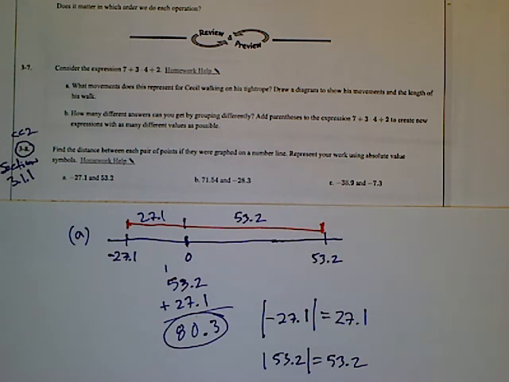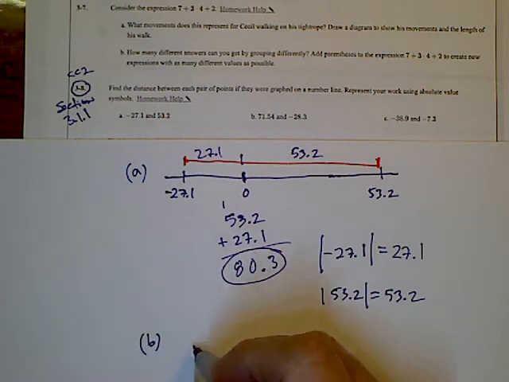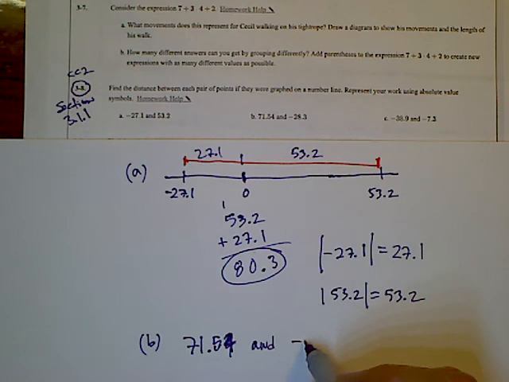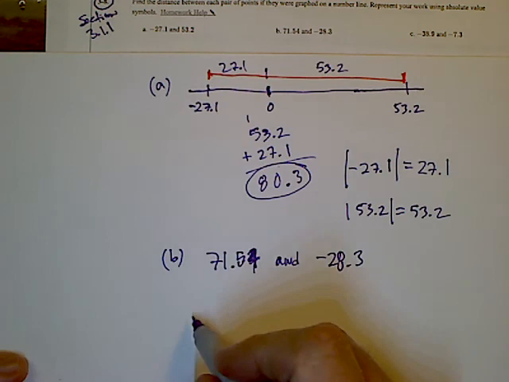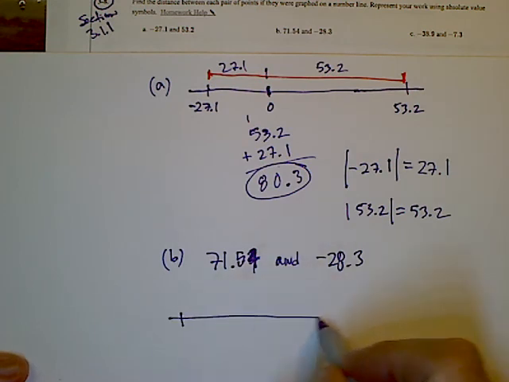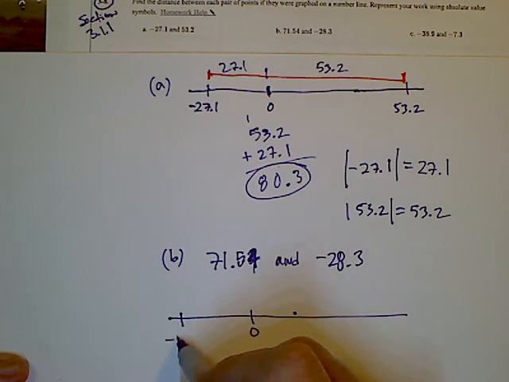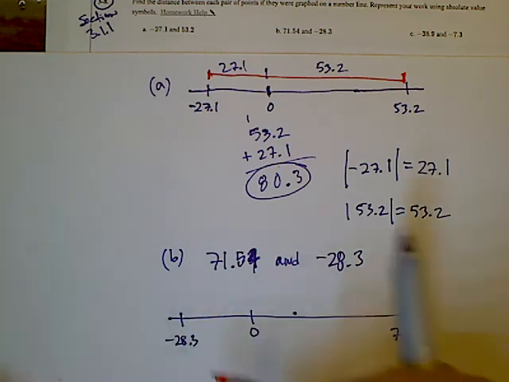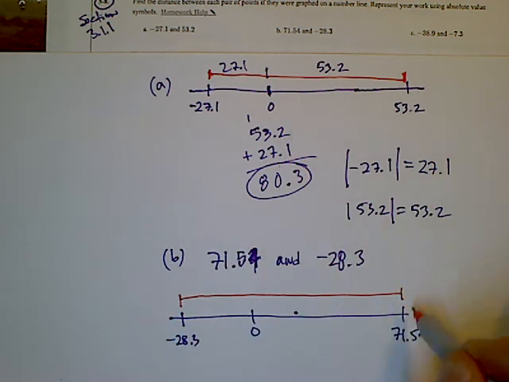Okay, so let's look at B. Very similarly, I'm looking at the distance between 71 and 54 hundredths, and the other number is negative 28 and 3/10. So I want to find the distance between those two numbers. Again, if I was going to look at it on a number line, I could have my 0 be here. This number would be the negative 28.3, and way over here would be 71.54, right? And so what is it asking? It wants to know the distance between those two values.